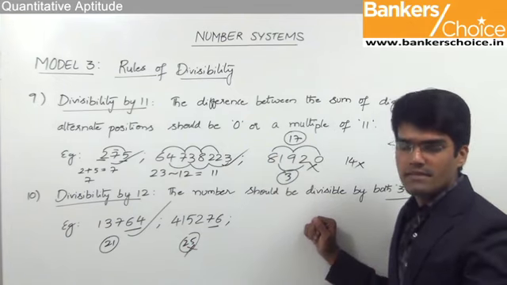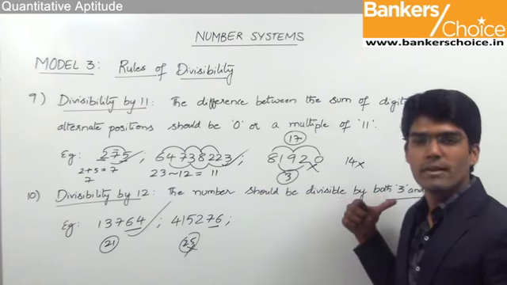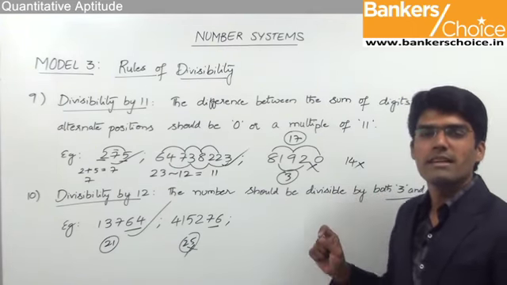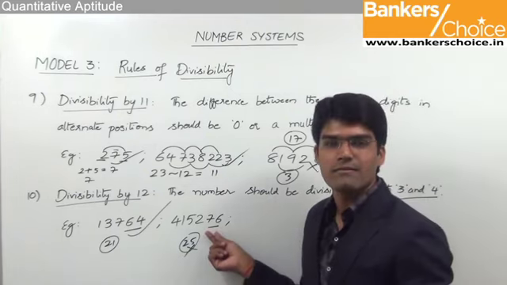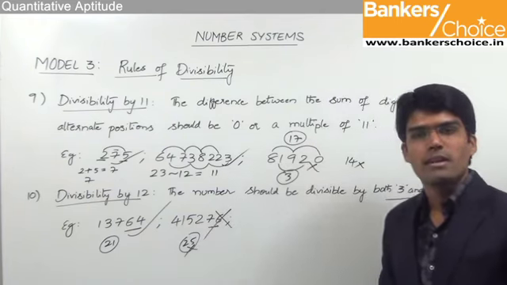And if it is not divisible by 3, even though it is divisible by 4, then it cannot be divisible by 12. Why? Because for a number to be divisible by 12, it should satisfy the conditions for 3 as well as 4. So the condition for 4 is satisfied but not for 3. So we can say that this number cannot be divided by 12.